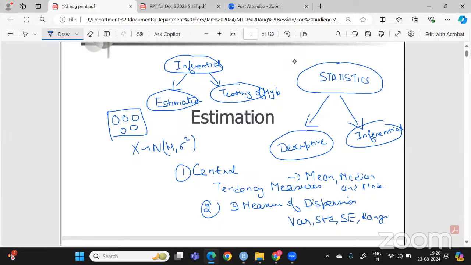But the problem is we do not have access to the population observations. We have access only to the samples, that is, some part of the population. So we use some tools, or techniques or methods, that help us to estimate these values, mu and sigma square. And the function that helps us to estimate these parameters is called an estimator.